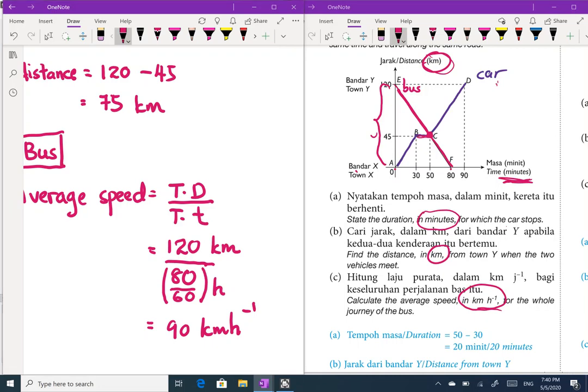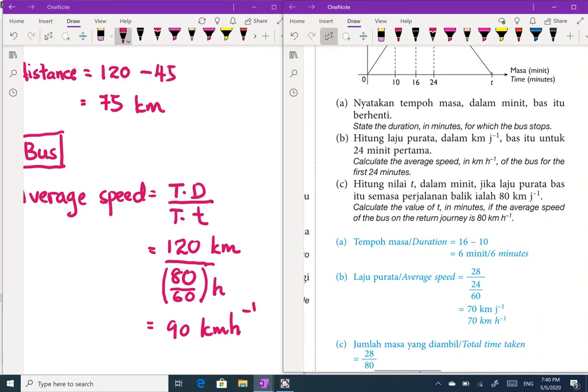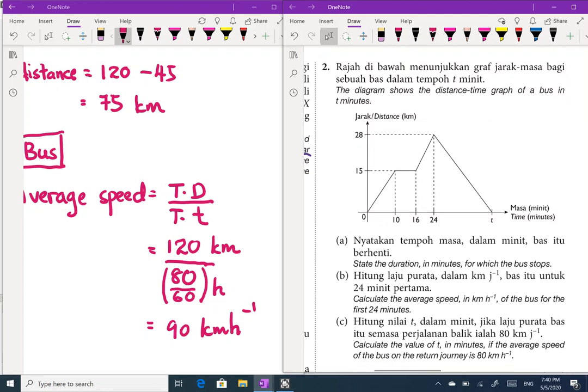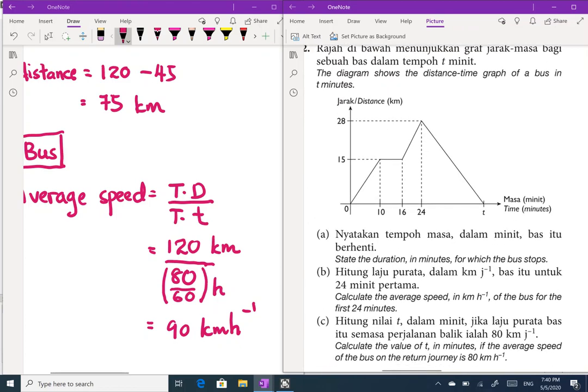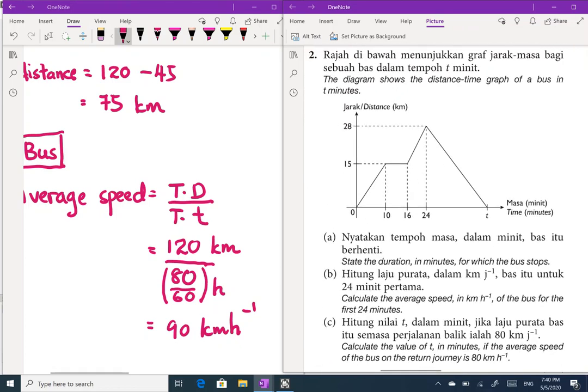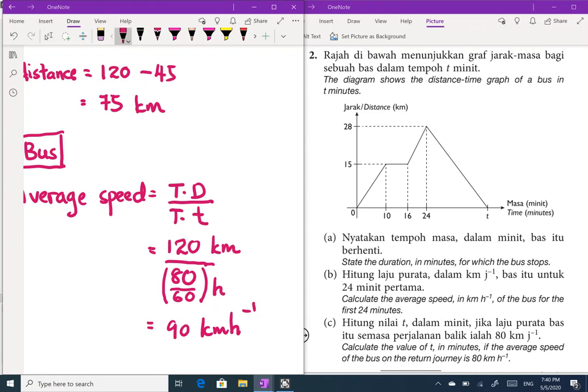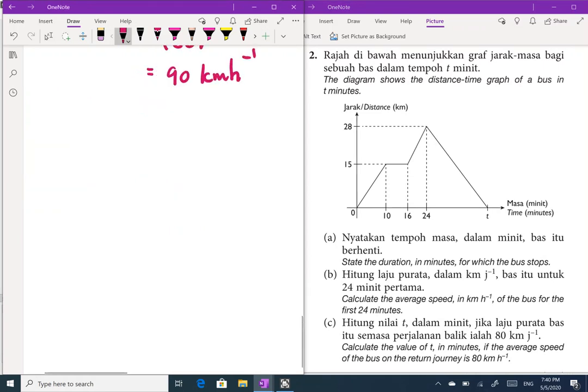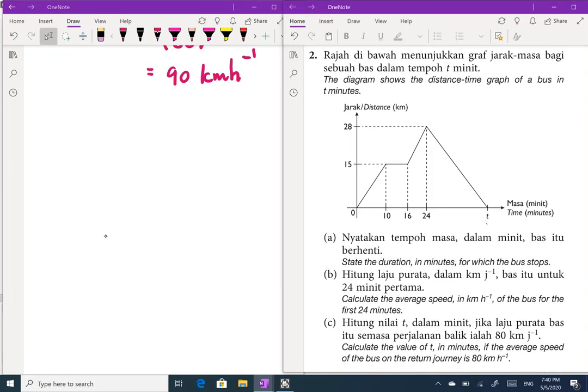Okay, question number 2. Question 2. The diagram shows the distance-time graph of a bus in T minutes. Okay, I don't know the T. Set the duration in minutes. This is minutes. For how long does the bus stop? Stop means it's a horizontal line.